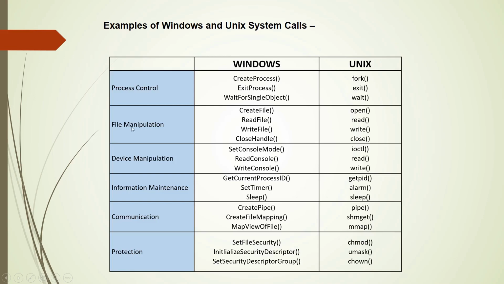Similarly, for file manipulation, we have CreateFile, ReadFile, WriteFile, CloseHandle. The corresponding equivalent Unix system calls are open, read, write, close. For device manipulation, we have SetConsoleMode, ReadConsole, WriteConsole, and the corresponding ones are ioctl, read, write, and so on. If we see the other system calls, in the next part we will see types of system calls.